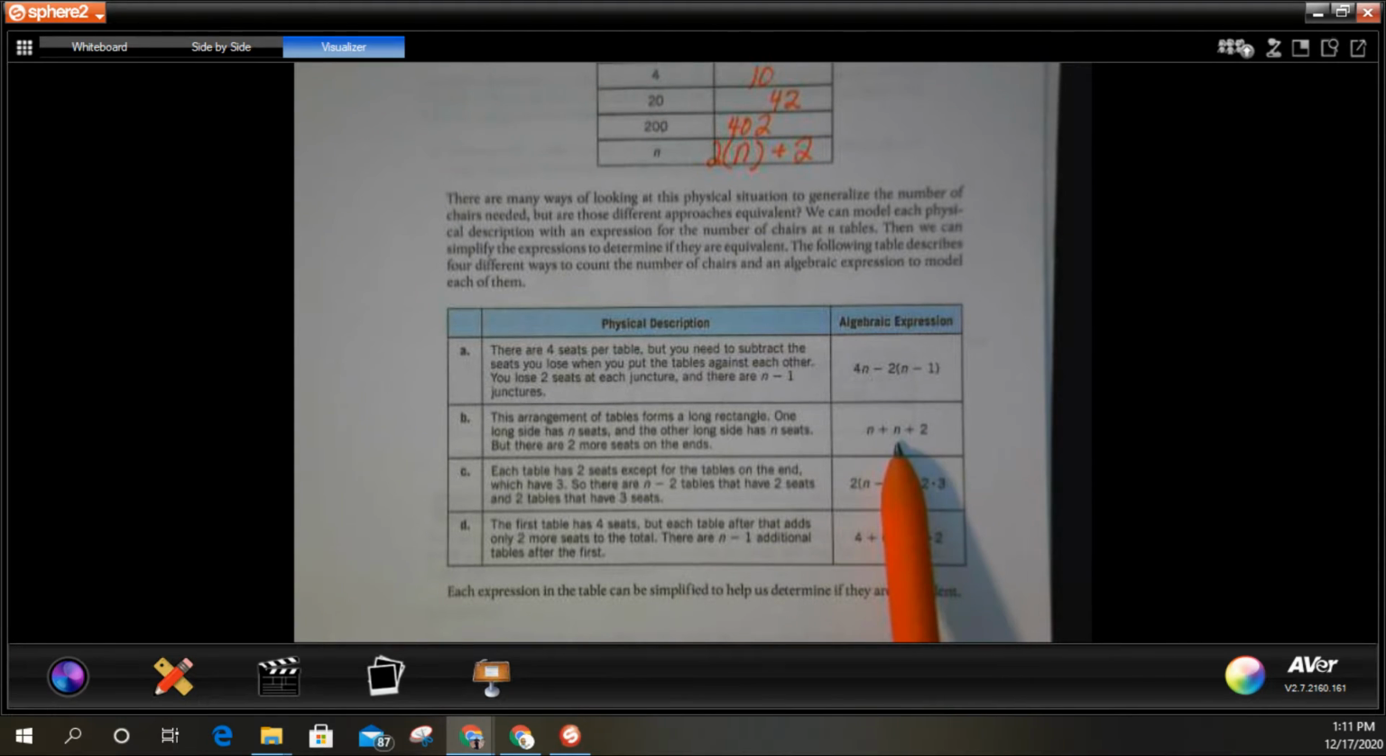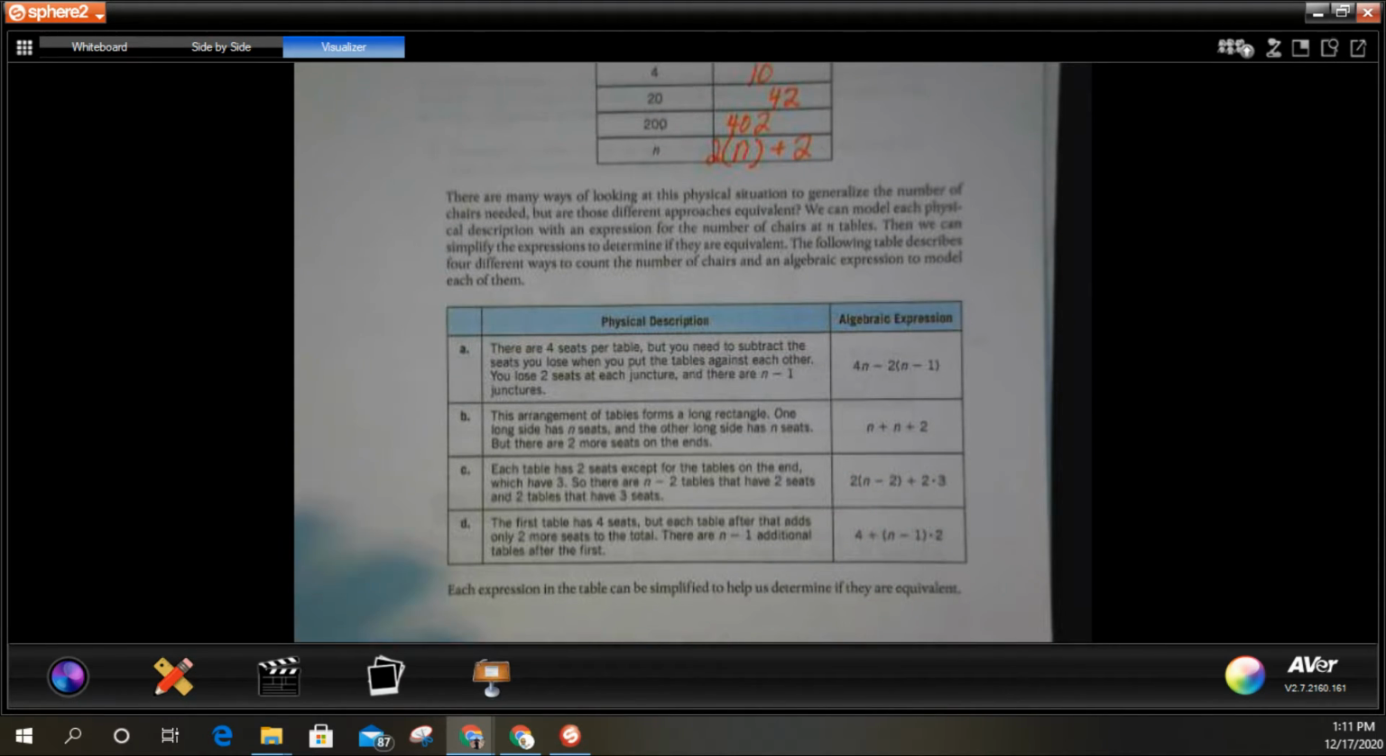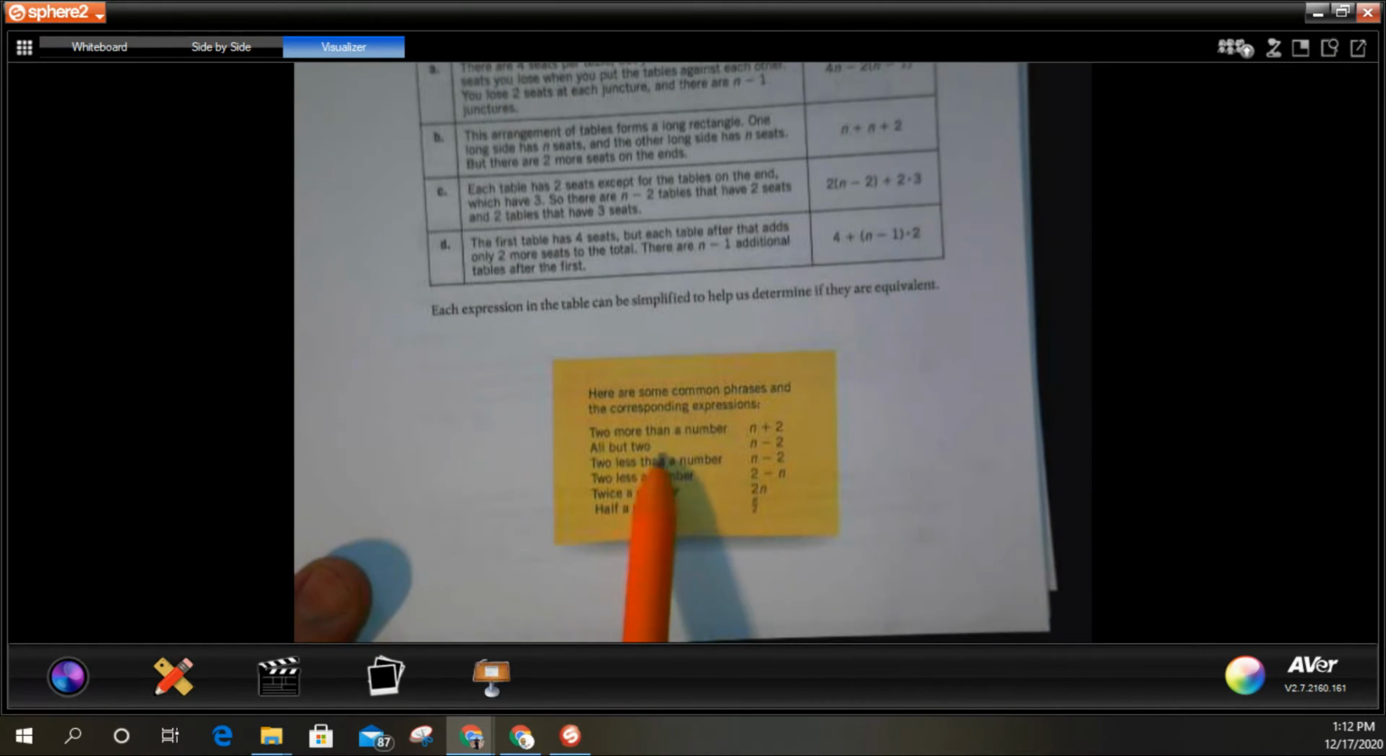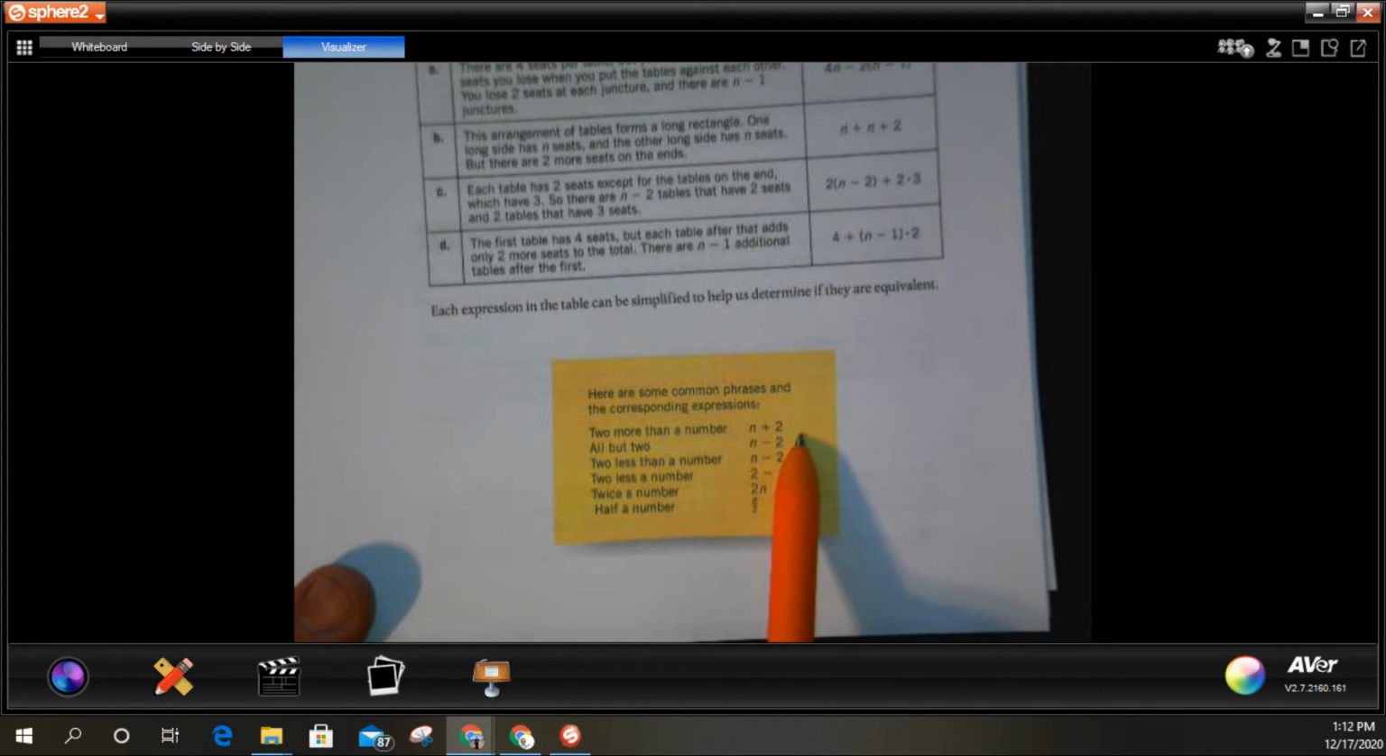They have some common verbal phrases. 2 more than a number, you add 2. Twice as much, you multiply it by 2. All but 2, you have that number minus 2. 2 less than a number, same thing, n minus 2. 2 less a number, okay? So that is your multiply.